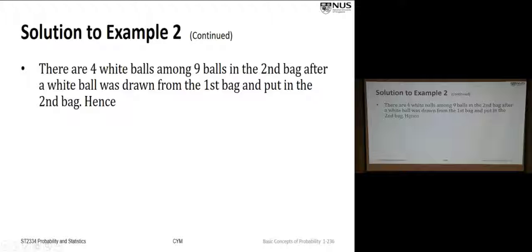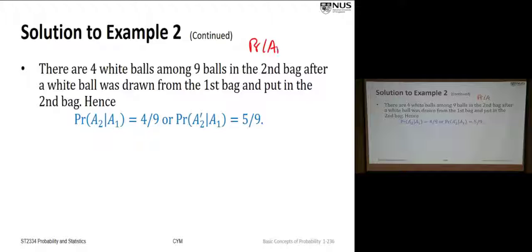Then, if it's a white ball taken from the first bag, now there's no way that you can compute this directly. You have to condition, because we don't see the color of the ball taken from the first bag. So let's assume that it's a white ball. Then we put it in the second bag. So now, if this occurs, then of the nine balls, you have 4 white balls. All right?